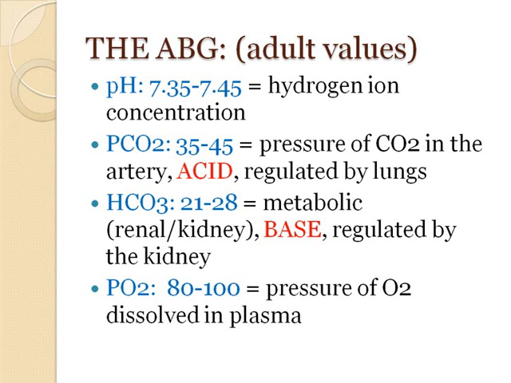Keep in mind, CO2 is talking about acid, and this is regulated by the lungs. When we see the HCO3, this is the same bicarb we've been talking about. The normal range should be 21 to 28. And this is usually our metabolic regulator, and we're talking about the kidneys. We consider the bicarb a base. And then you'll also have a PO2 value as well. And again, this is the partial pressure of oxygen in the arterial blood. The normal range is 80 to 100.